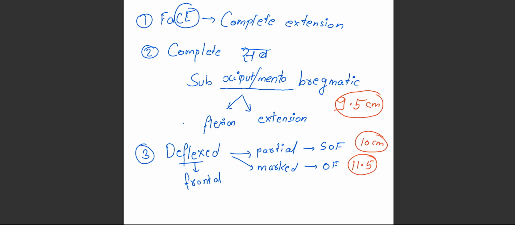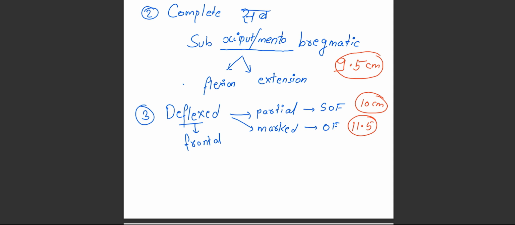So for flexion or extension, whenever there is a complete flexion or a complete extension, it will be a sub. Either it is a sub-occipito-bregmatic diameter or a sub-mento-bregmatic diameter, which represents 9.5 centimeter. I have already told you that whenever bregma comes, it represents 9.5 centimeter. Then for a deflexed head, deflexed meaning the frontal diameter. It may be a marked frontal diameter, or a partially deflexed head.